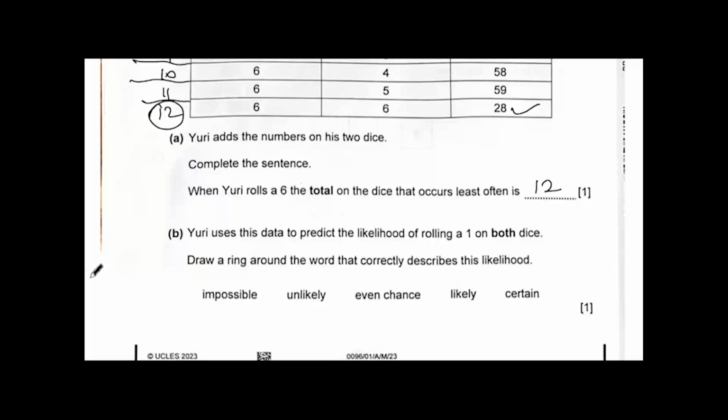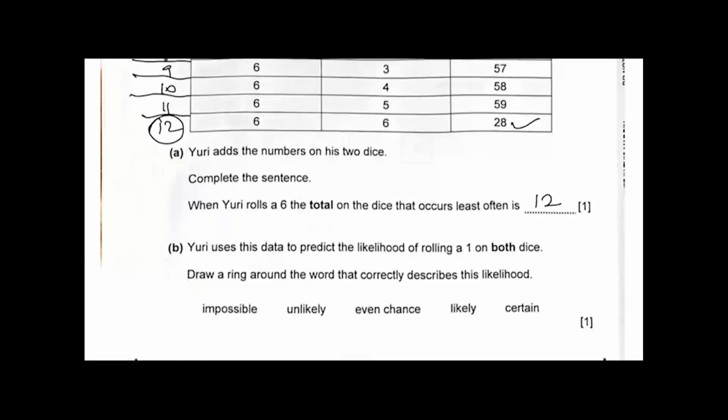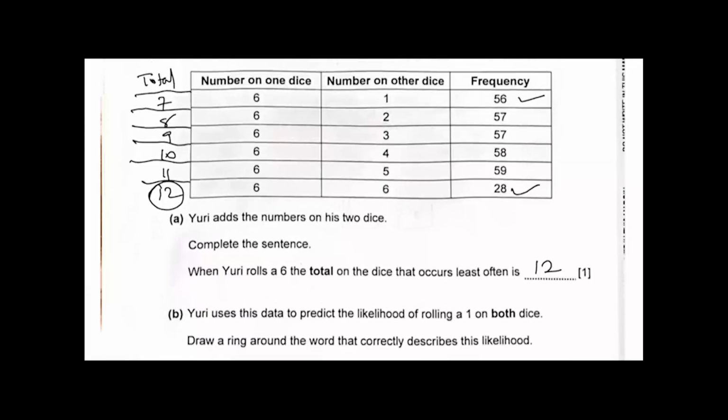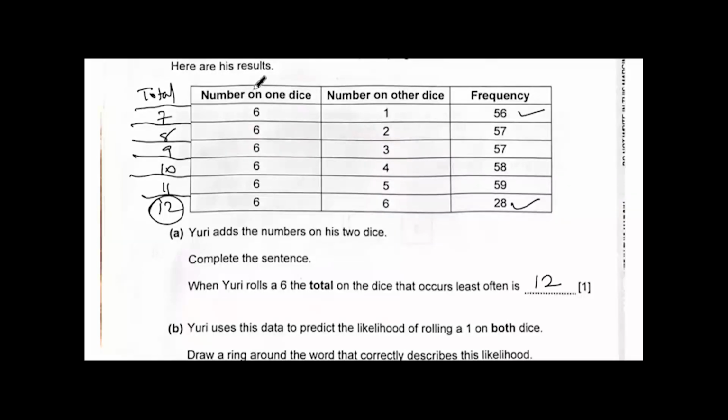Draw a ring around the word that correctly describes this likelihood. Okay, so we want to have 1 on both dice. You see here, if you scroll up a little bit, if you look carefully on the first die, there is no 1. So that means it is not possible for Yuri to have 1 on both dice, simply because there is no 1 in this column.